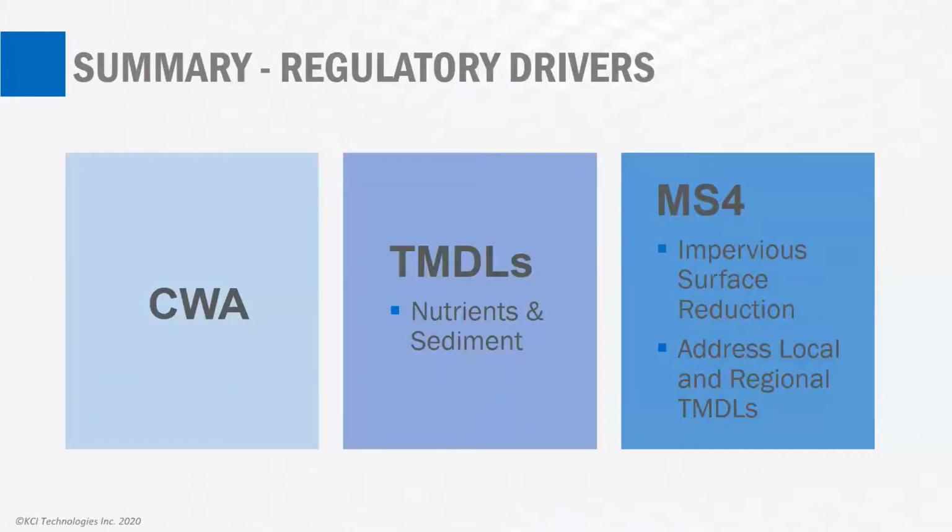In summary, the Clean Water Act takes a water quality approach to protecting our waterways. TMDLs define the stream impairments and quantify necessary load reductions to meet a stream's designated use. And MS4 permits regulate the stormwater sector to reduce or eliminate pollution.